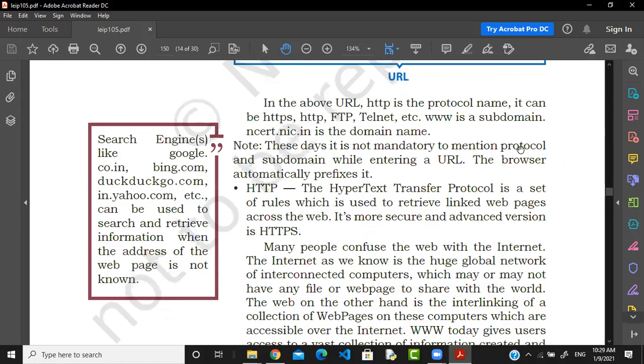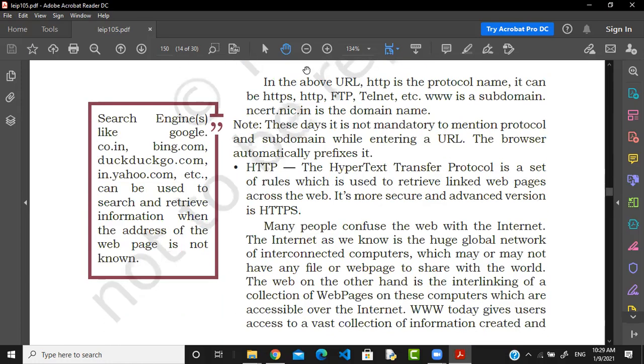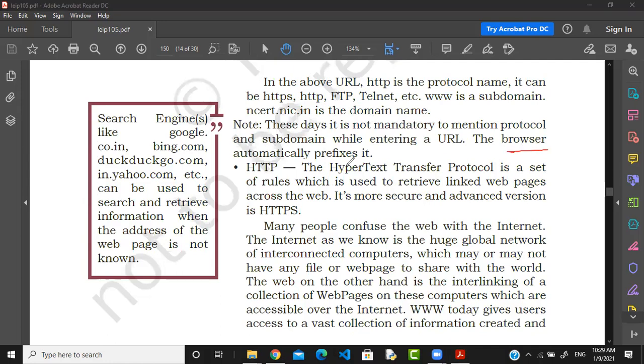These days it is not mandatory to mention the protocol and subdomain while entering the URL. Why is it not necessary? Because your browser is responsible. Your browser automatically prefixes it.